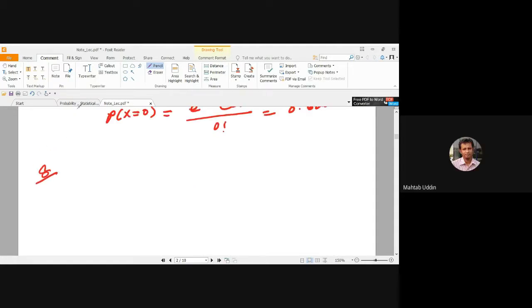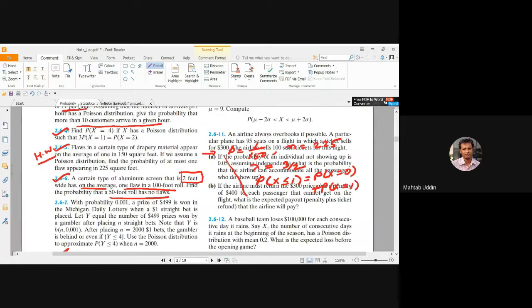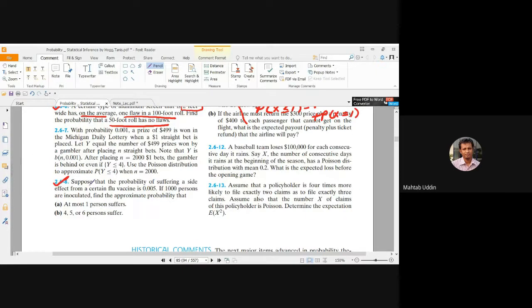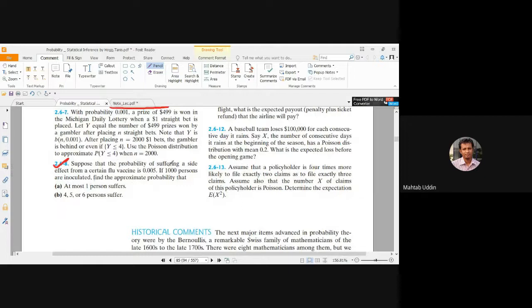Now 8. Suppose that the probability of suffering a side effect from a certain flu vaccine is this. This is the probability of getting the side effect. So this is P. P is 0.005. And if 1,000 persons are inoculated, they're affected. We're considering 1,000 people, so this is N. Then find the following.